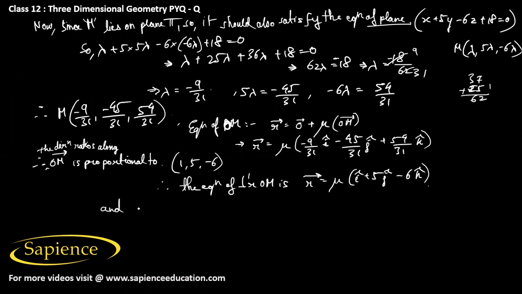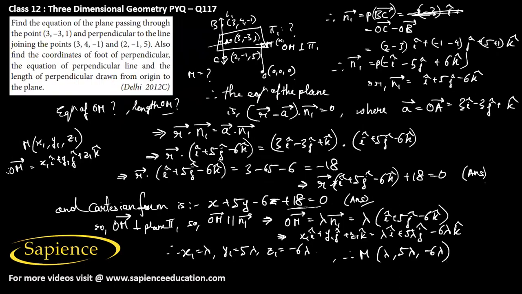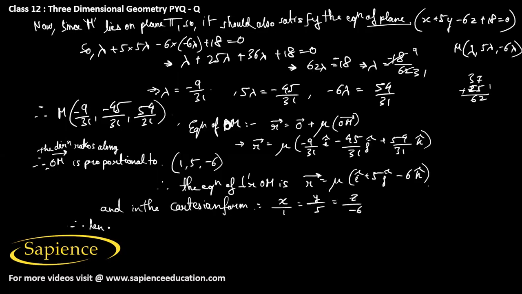And in the Cartesian form, the equation will be x by 1 equals y by 5 equals z by minus 6. Then the length of the perpendicular from the origin, that is the length of OM, will be equal to the mod of OM vector.